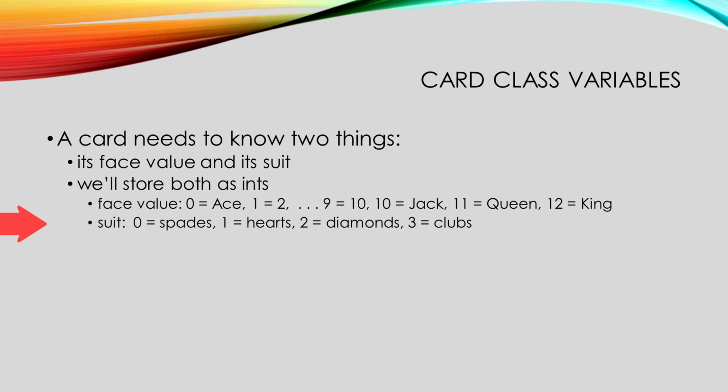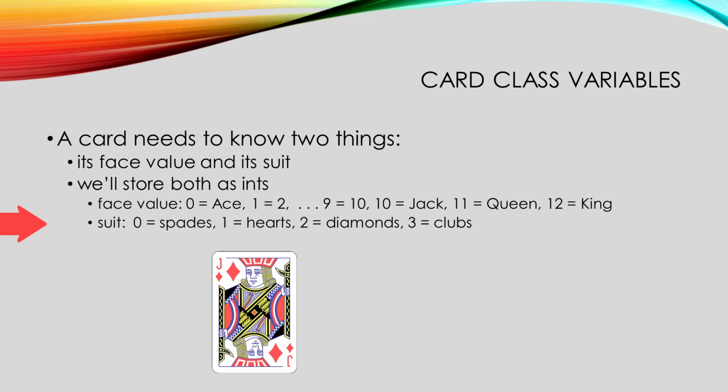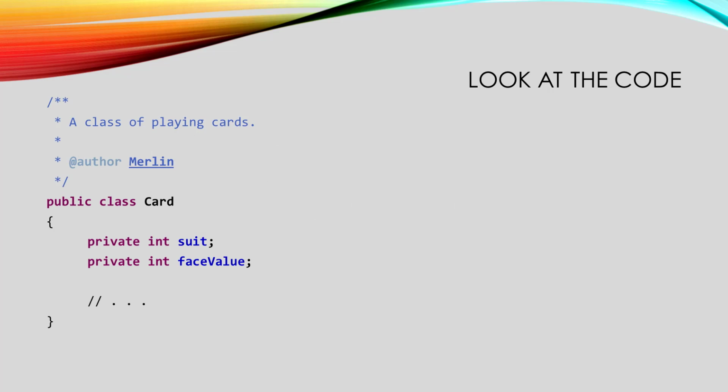Similarly, we'll store the suit as an integer, with 0 meaning spades, 1 meaning hearts, 2 meaning diamonds, and 3 meaning clubs. So, as an example, the jack of diamonds will have a face value of 10 and a suit of 2. In our code, you can see that there are two instance variables, suit and face value. We know they're instance variables because they're declared outside of any methods.